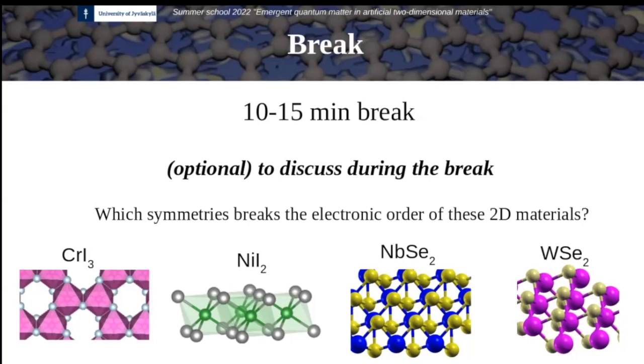Yes, it is magnetic, so it also breaks time reversal, right? But it also breaks inversion electronically. So nickel iodide is a multiferroic two-dimensional material. It has simultaneously magnetism and electric polarization. And any other thoughts?